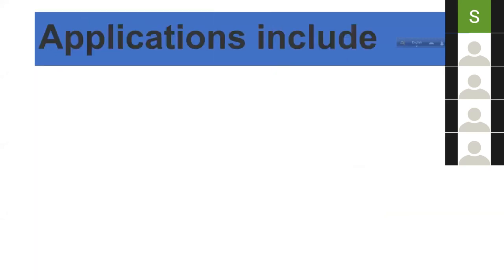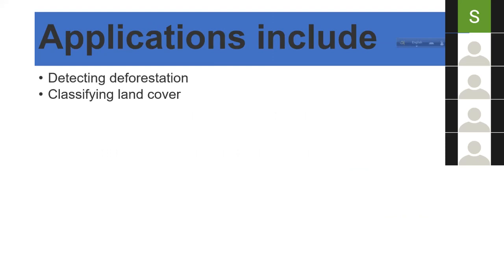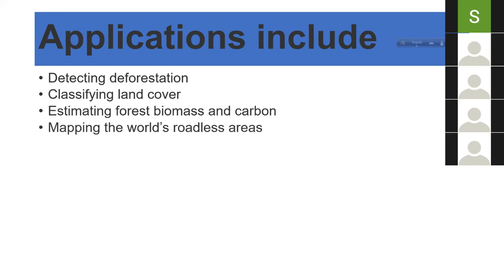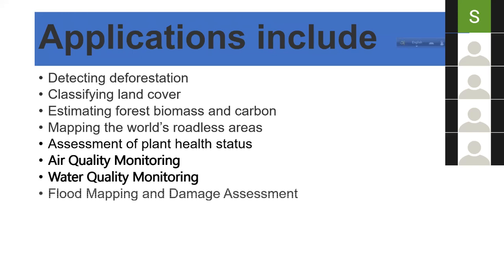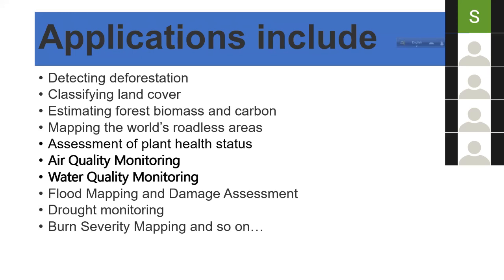So then what are the applications of Google Earth Engine? Mainly detecting deforestation, classifying land cover, and estimating forest biomass and carbon. It also maps the world's roadless areas and assesses plant health status. You can also do air quality monitoring and water quality monitoring, flood mapping and damage assessment, drought monitoring and burn severity mapping, and so on. Many applications you can do on the Google Earth Engine platform.